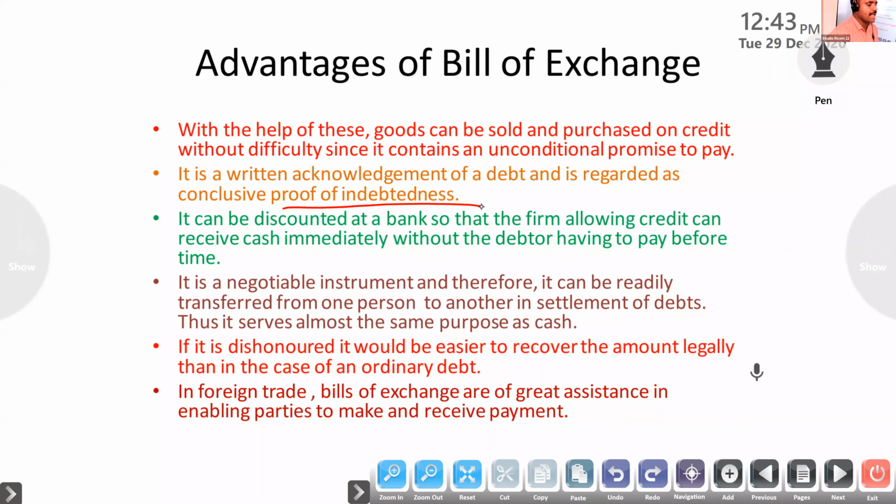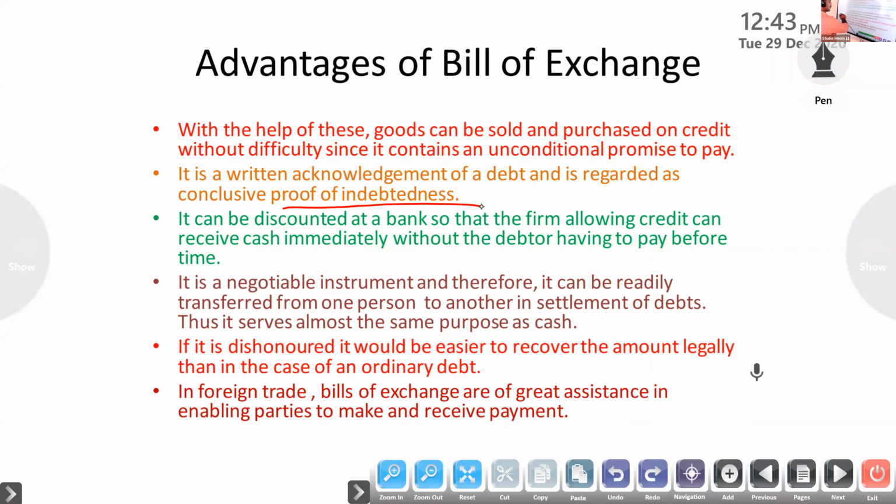It means what? Suppose now I am the seller and the holder of the bill. Suppose now I want emergency cash because the maturity period is after 3 months. If I give that bill, that written document, to my bank, they will give the amount to me before the maturity period, but they will deduct some amount as a discount. So we can encash the amount.